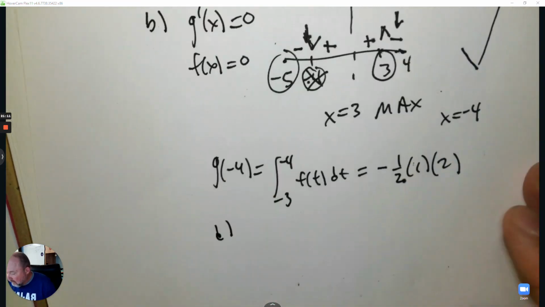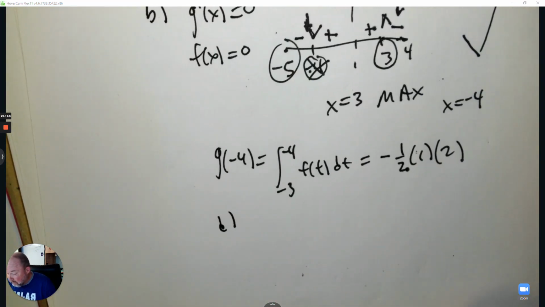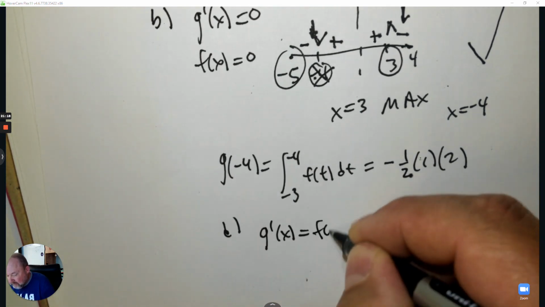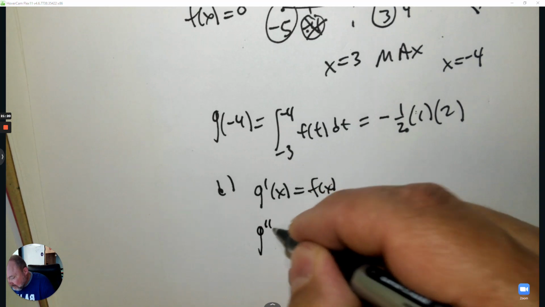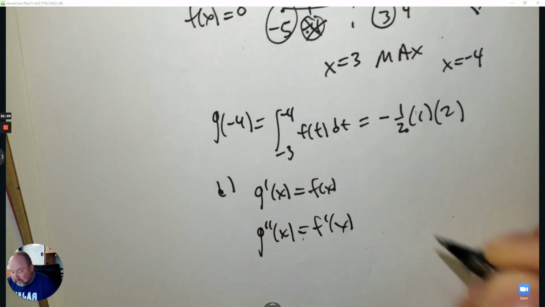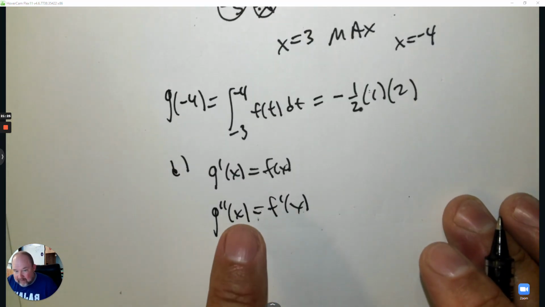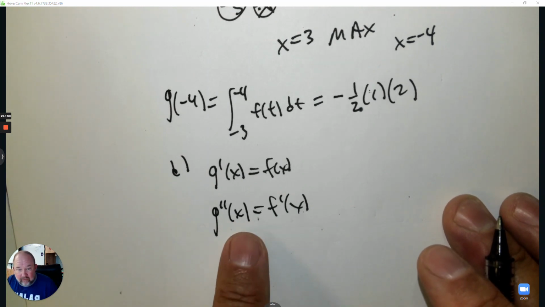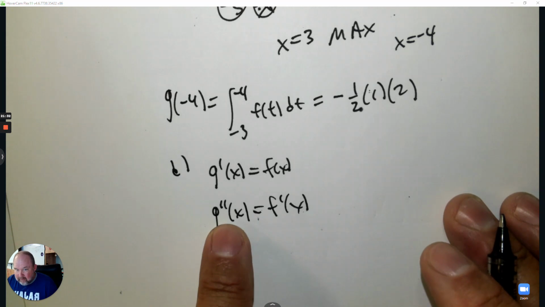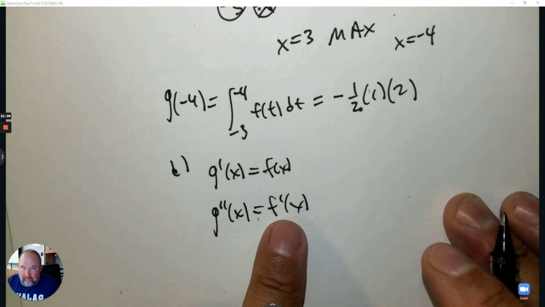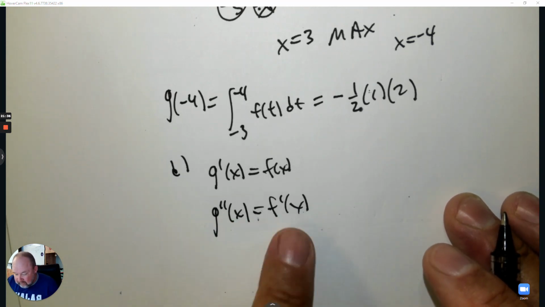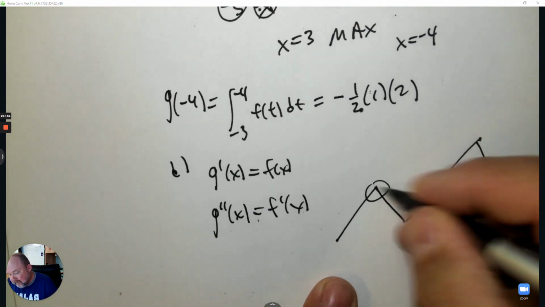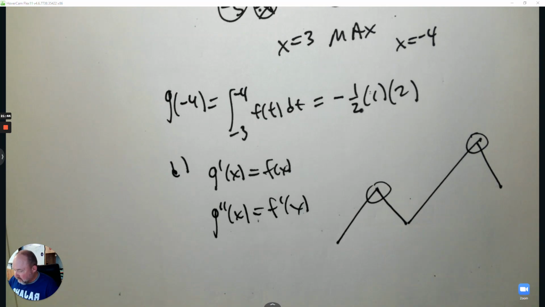D. Find all values of x at which the graph has a point of inflection. So we know that the first derivative is f of x. The second derivative then would be the first derivative of f of x. So if I want to know where it's concave or where a point of inflection is, I'm looking at the derivative of f. I'm looking to see the turning points. Every time the graph turns, it creates a point of inflection for g.